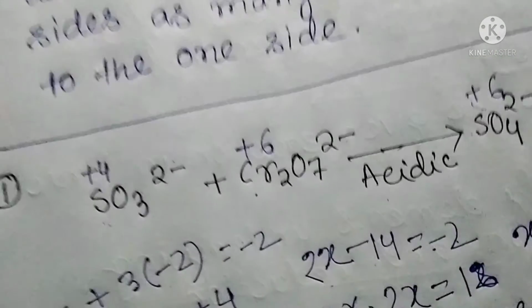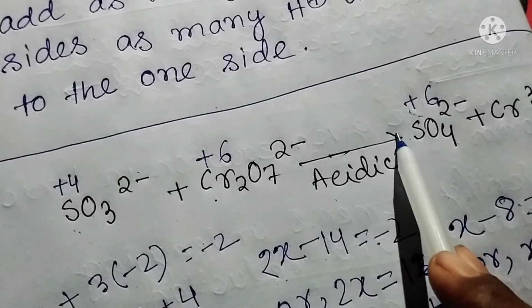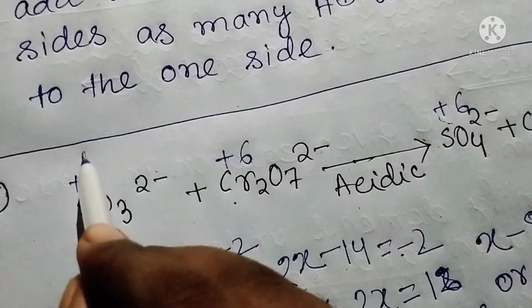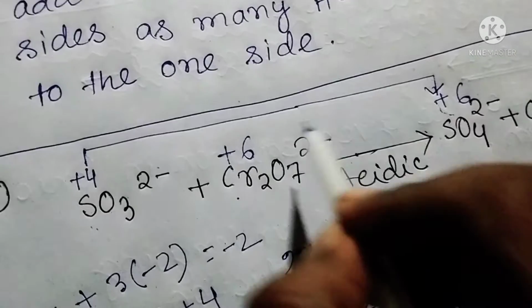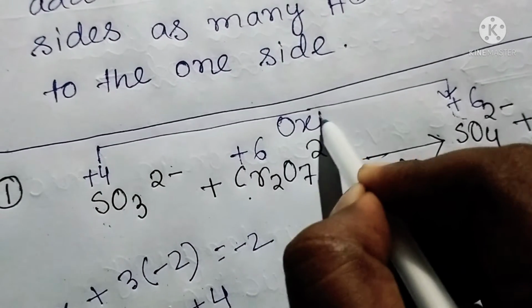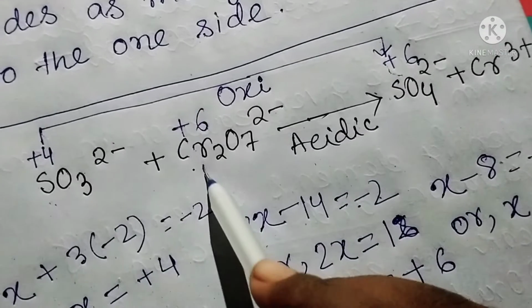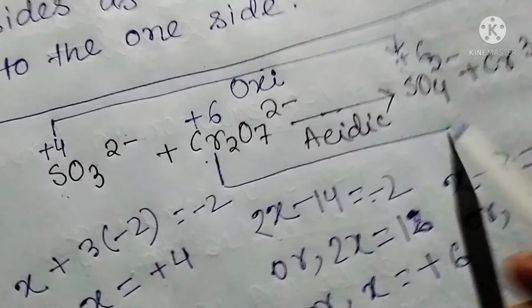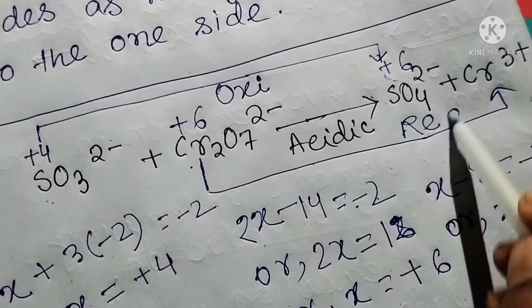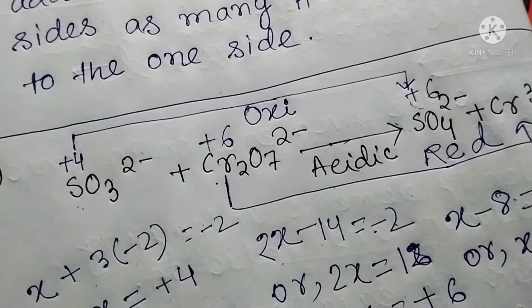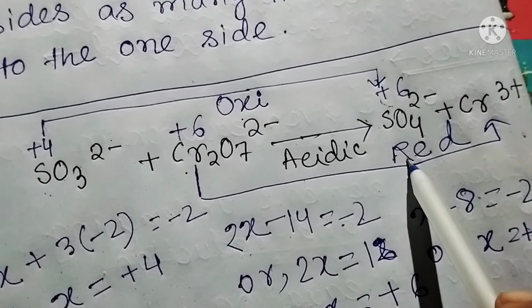So let's see, here the oxidation state goes from plus 4 to plus 6. The oxidation state increases, that means oxidation occurs. And here from plus 6 we get plus 3, so the oxidation state reduces, so reduction occurs. So here oxidation occurs and here reduction occurs.